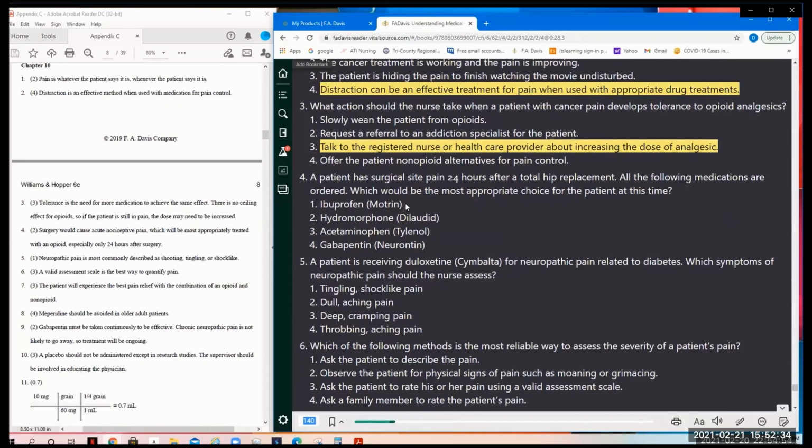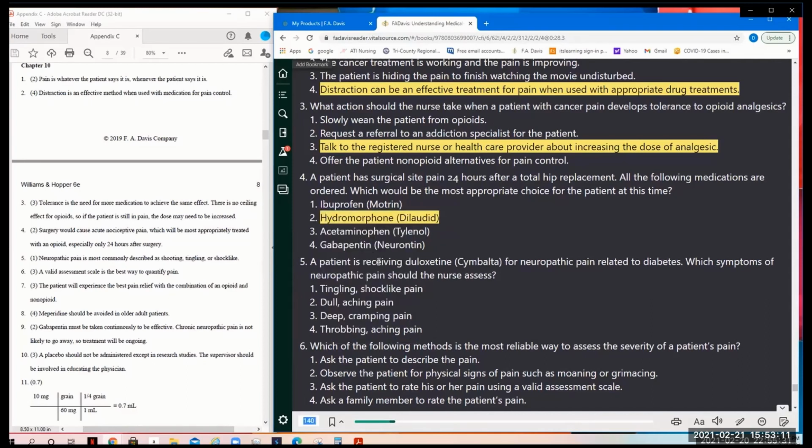Number one, ibuprofen or Motrin. Two, hydromorphone or Dilaudid. Three, acetaminophen or Tylenol. Or four, gabapentin or Neurontin. And the answer is two, hydromorphone or Dilaudid. Surgery would cause acute nociceptive pain, which would be most appropriately treated with an opioid, especially 24 hours after surgery.